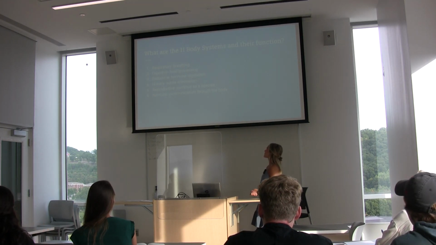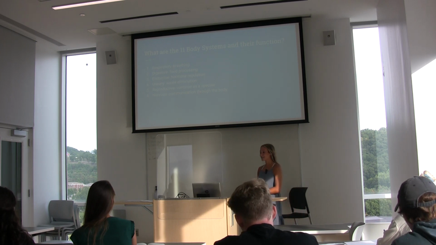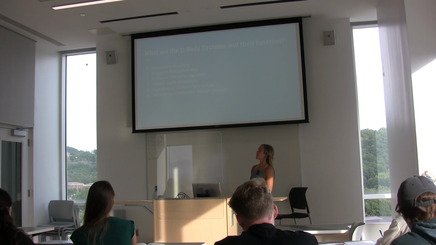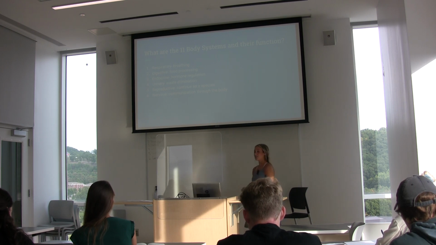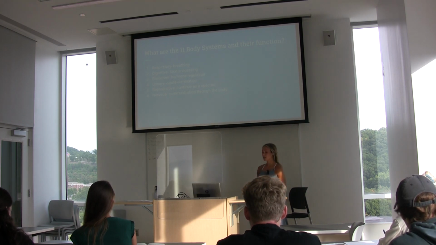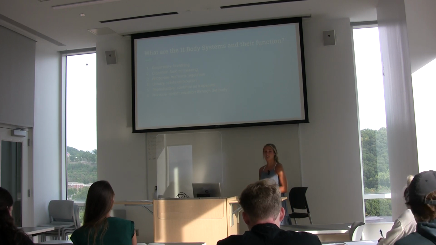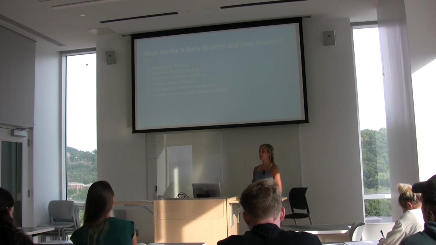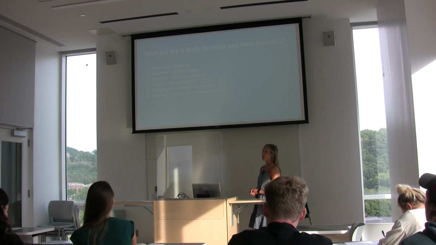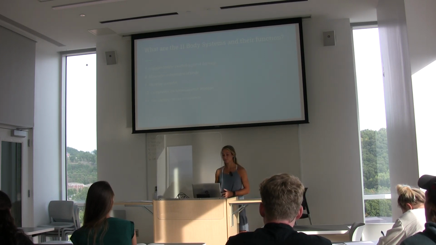All right, so here's a look at a few of them. We have the respiratory system, which is breathing. We have the digestive, which is food processing. Endocrine, which is hormone regulation. Urinary, which is waste elimination. The reproductive, which is continuing as a species, and the nervous, which is communicating throughout the body. So there are 11, so there's 5 more.